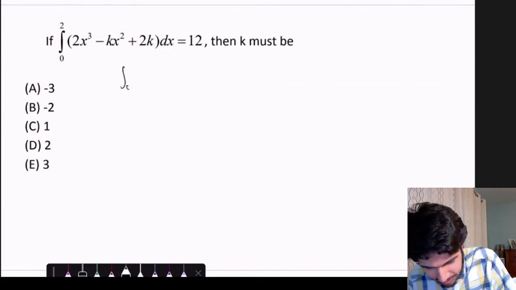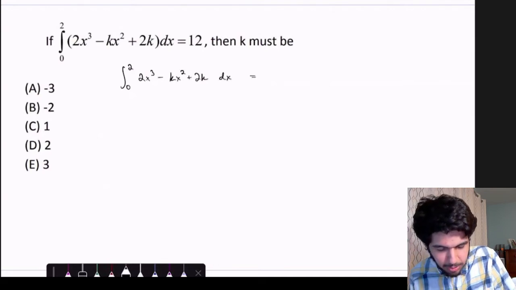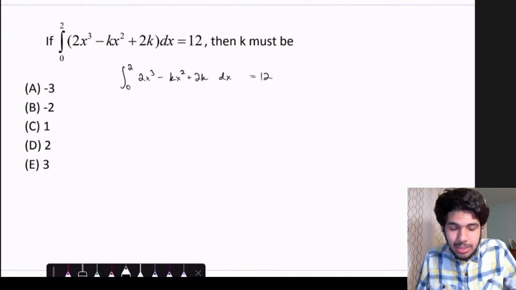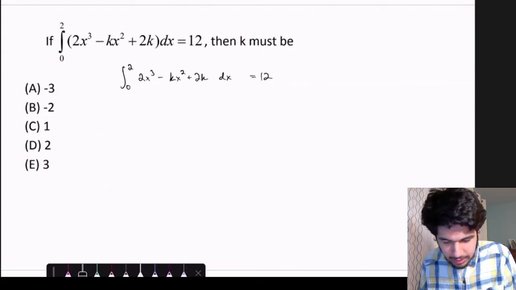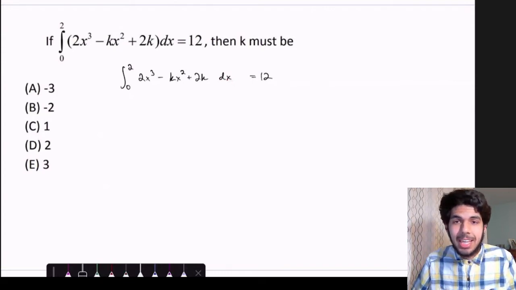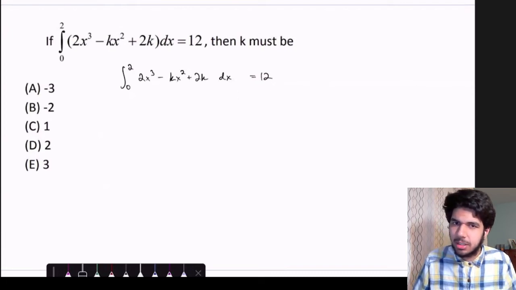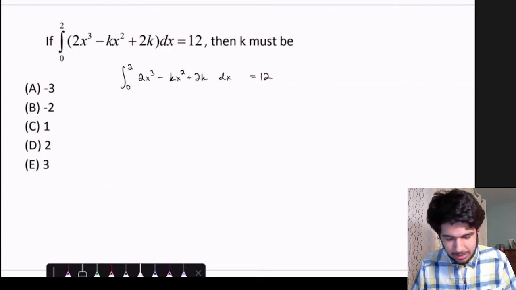So we have the integral from 0 to 2 of 2x cubed minus kx squared plus 2k dx. And we want this to equal 12. So we're going to integrate with respect to x, because that is what it tells us to do. But there's a k in there, so we have to treat k like a constant. So we shouldn't be raising k's power and then dividing by that. No, we're only going to do that for x.